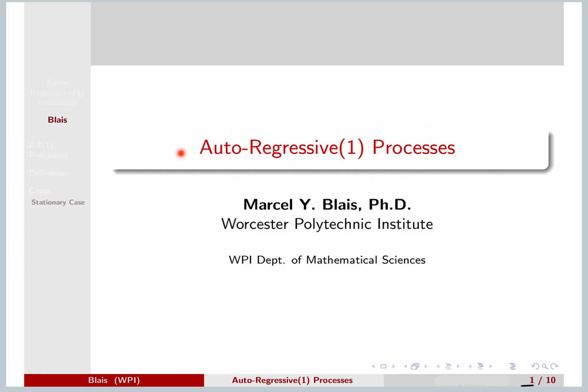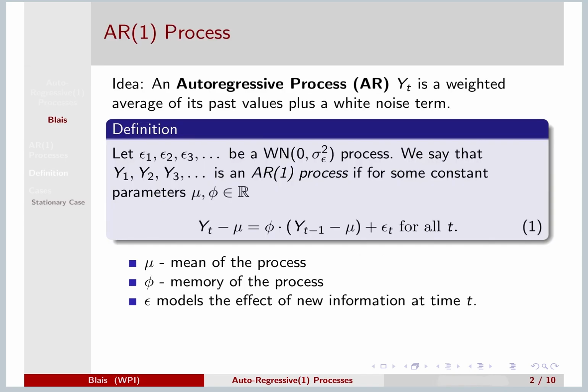In this lecture, we will be looking at a type of time series model called an autoregressive one, or an AR1 process. Y_t is an autoregressive process if, simply put, Y_t is a weighted average of its past values plus a white noise term. So in this case, we're focusing on the AR1.